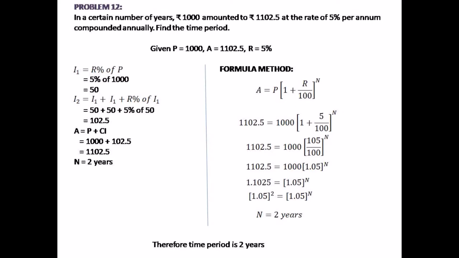Gives I2 is 102.5. Amount equals principal plus compound interest, that is 1000 plus 102.5. Gives 1102.5. Therefore n equals 2 years. By formula method, 1102.5 equals 1000 into 1 plus 5 by 100 on the whole power n. On solving we get n is 2 years. Therefore time period is 2 years.